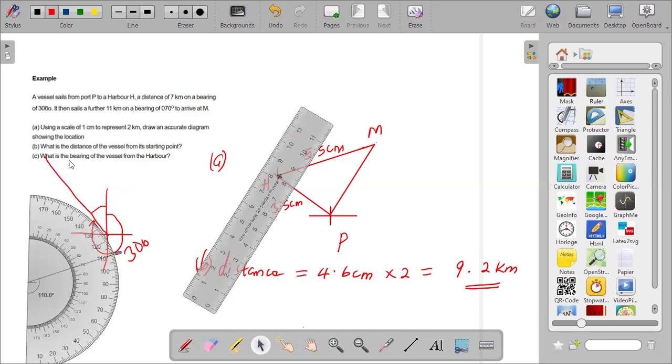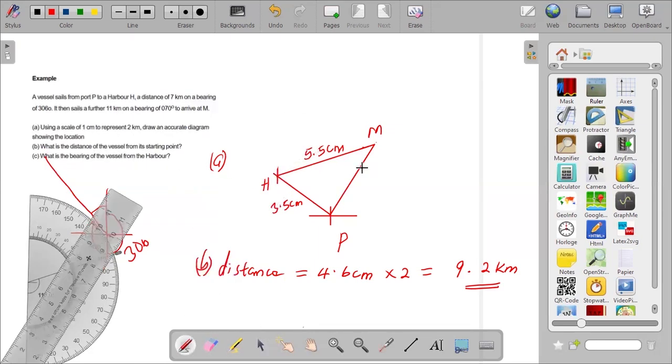And then the last question says, what is the bearing of the vessel from the harbor? The vessel is at point N right now. This is the vessel right here. And they're asking us to measure the bearing from harbor H. Look at harbor H here. So what they're asking us to find is this angle here. Remember, bearing is the angular distance measured from the North Pole.